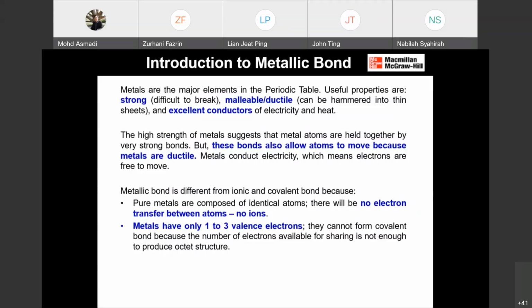As I told you, it's very strong and ductile. This bond also allows atoms to move because metals are ductile. No electrons transfer between atoms, no ions. It's more to the sea of electrons. Metals have only 1 to 3 valence electrons. The atoms in metal are closely packed in the crystal structure, compared to amorphous. Amorphous has short range order, but the crystalline structure has long range order. The atoms are arranged in 3D patterns.